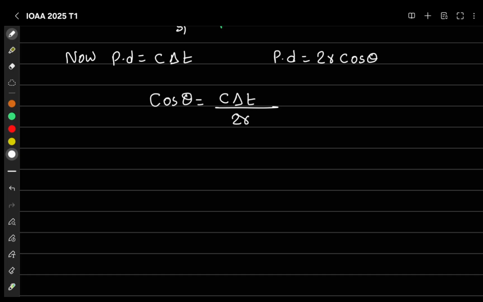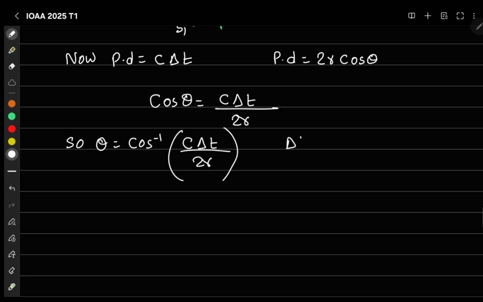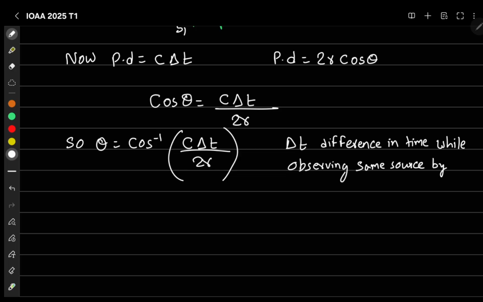So my theta can be written as cos inverse of c delta T over 2r. So if I can find delta T, that is the difference in time while observing the same source by the two satellites.